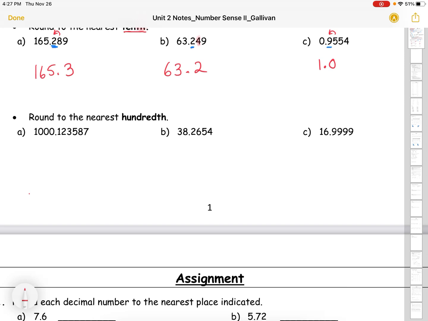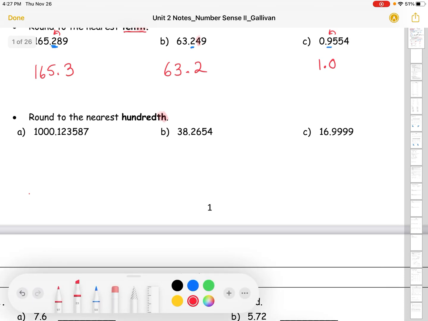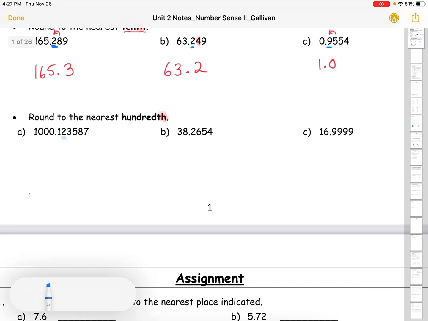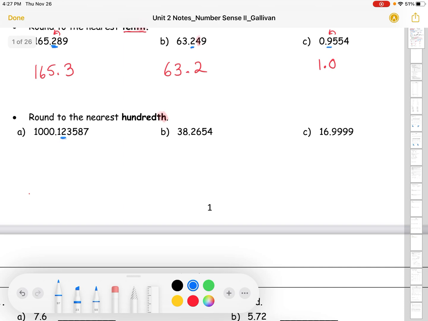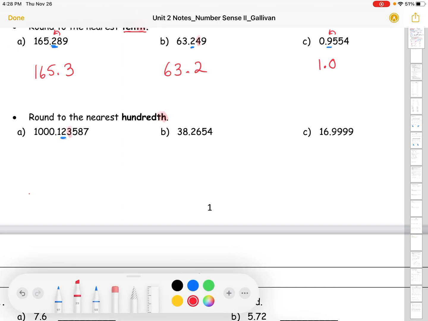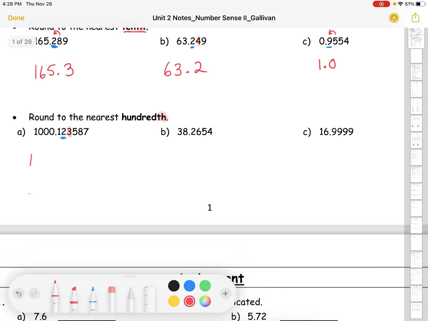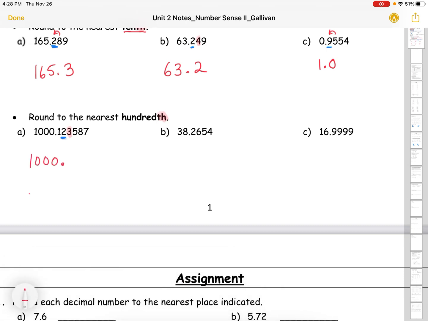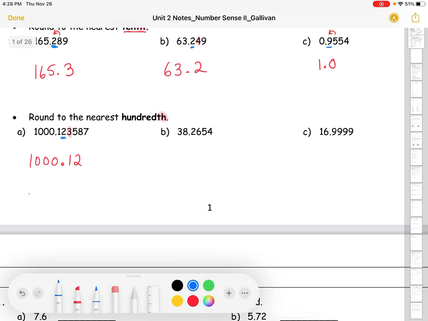Round to the nearest hundredth. Again, we have the TH, so that means we're looking to the right of the decimal. So let's underline our hundredths. It's a 2 here. We're going to look at the number to the right. It's a 3. It is less than 5, so it'll be 1000.12.